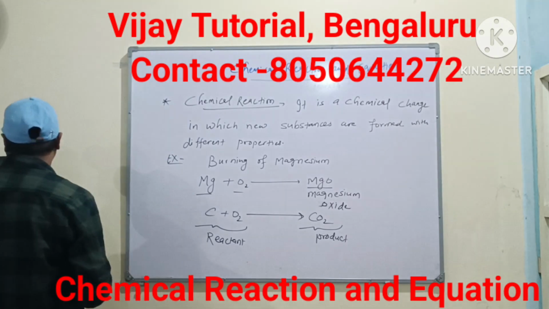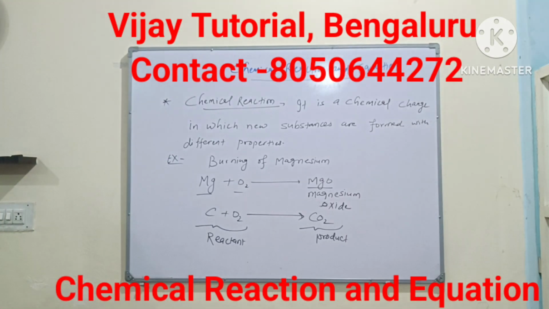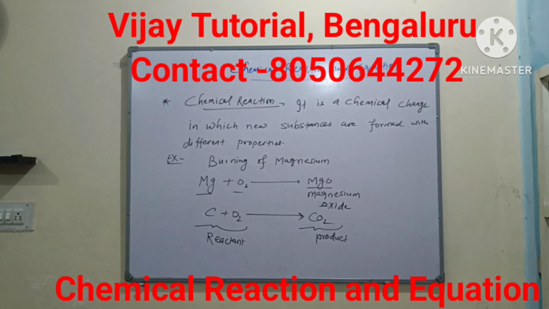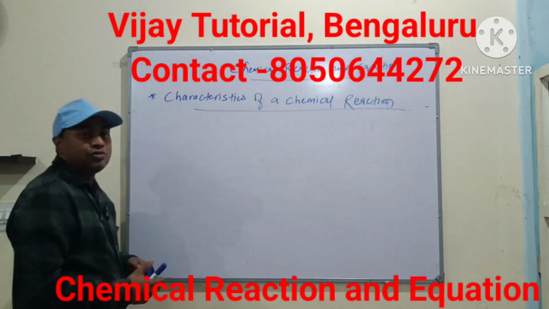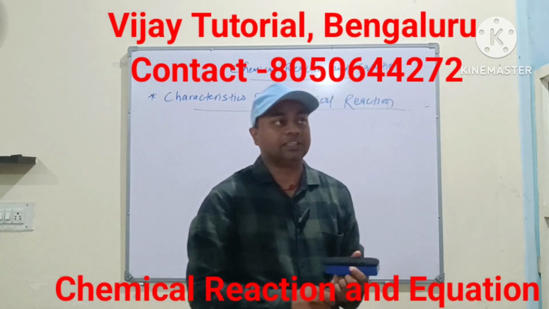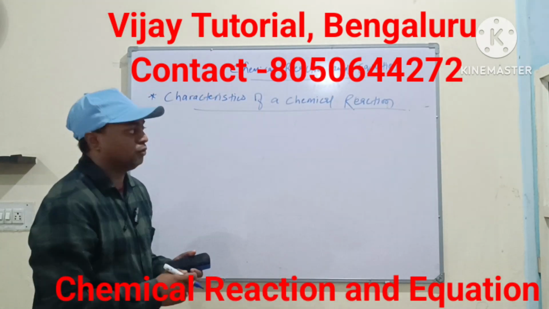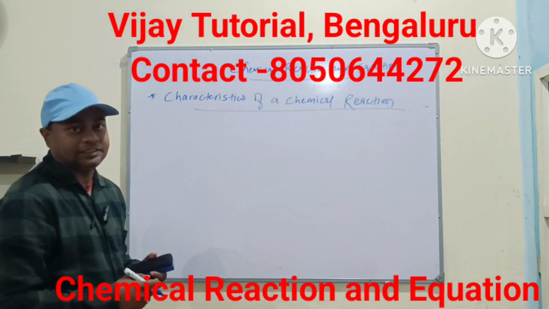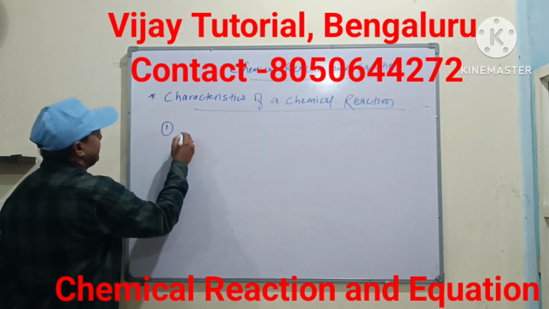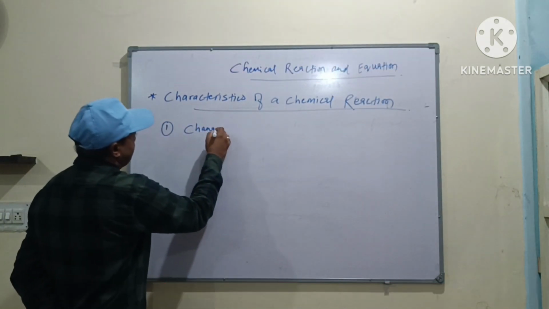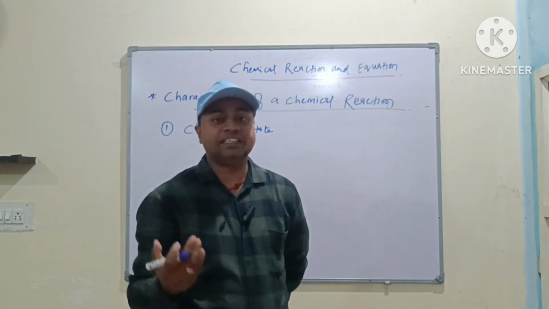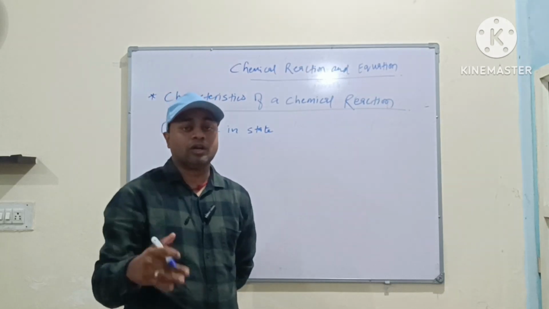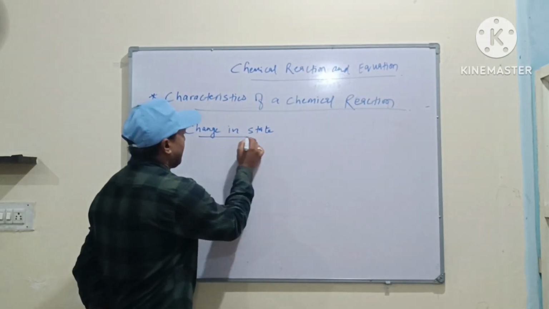Now we will see the characteristics of a chemical reaction. This is very important. They may ask for 2 marks in 10th standard CBSE or SSLC. First characteristic is change in state. See children, whenever during a chemical process there is a change in state, either solid to liquid or liquid to gas, then we can say there is a chemical reaction.